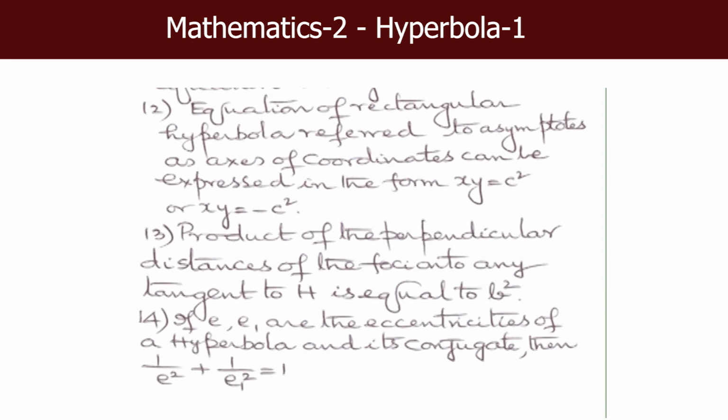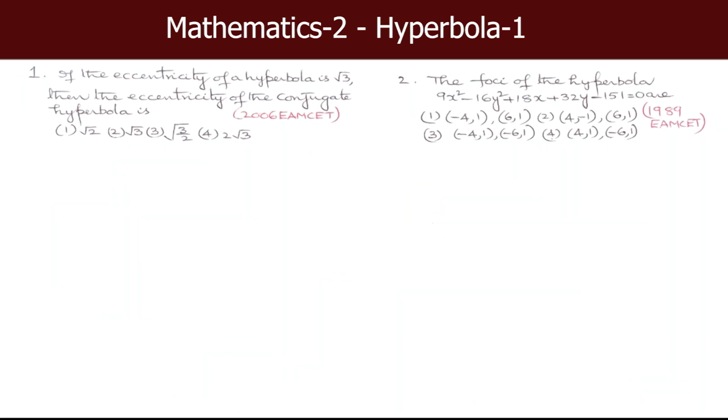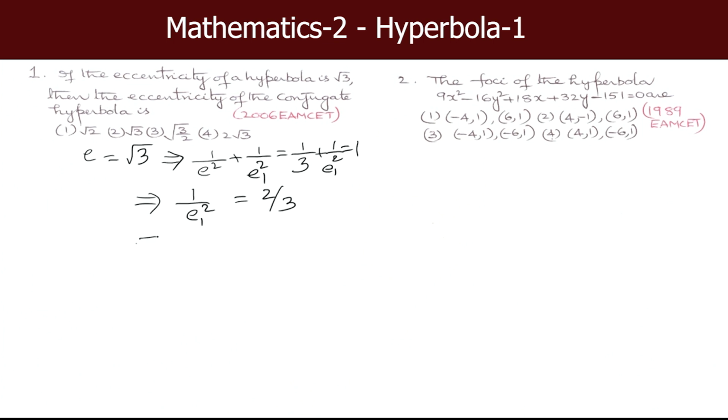Now, let us go to the practice on hyperbola. Question number 1. If the eccentricity of a hyperbola is root 3, e equal to root 3, what is the eccentricity of the conjugate hyperbola? 2006 EAPCET. 1 by e square plus 1 by e1 square is 1. 1 by 3 plus 1 by e1 square is 1, or 1 by e1 square equal to 1 minus 1 by 3, which is 2 by 3, or e1 equal to square root of 3 by 2, because e1 square is 3 by 2. So, the third option. Easy.